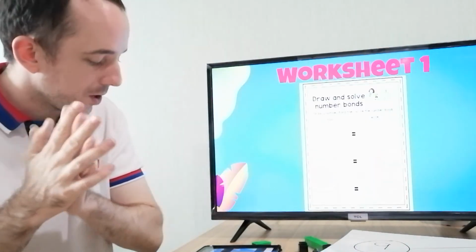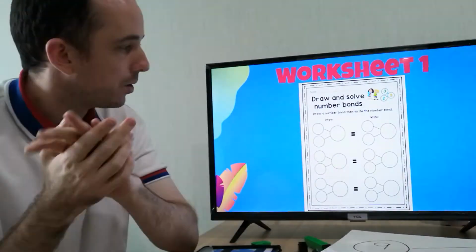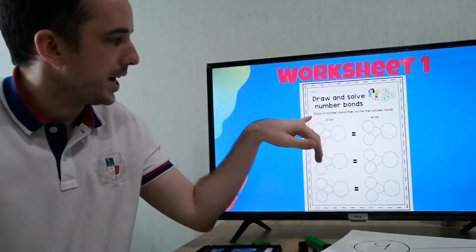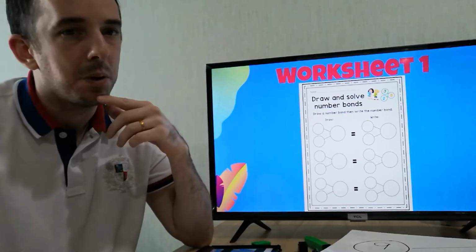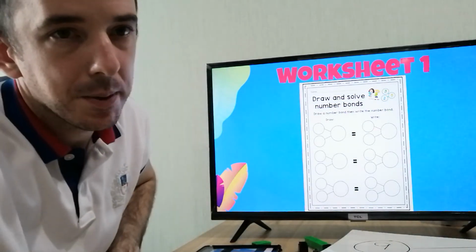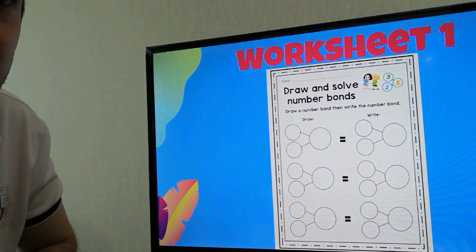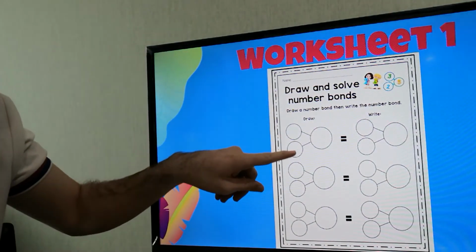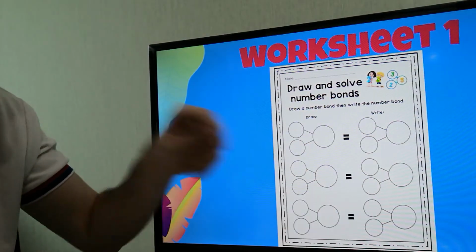But now the most important thing is your worksheet. So you will have 2 jobs here. You have to draw a number bond and then write the number bond. So over here, let me bring you a little bit closer again so you can see. Okay. So you will draw the number bond here, and you will write the number bond here.